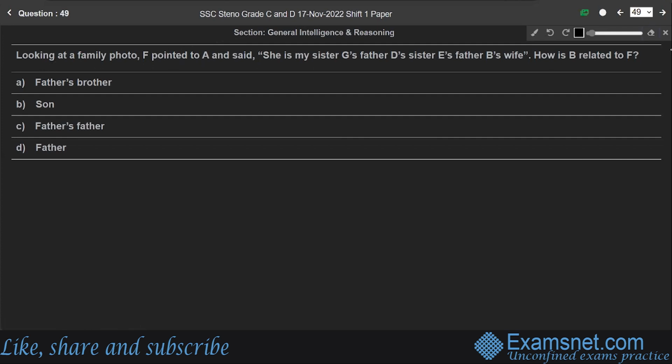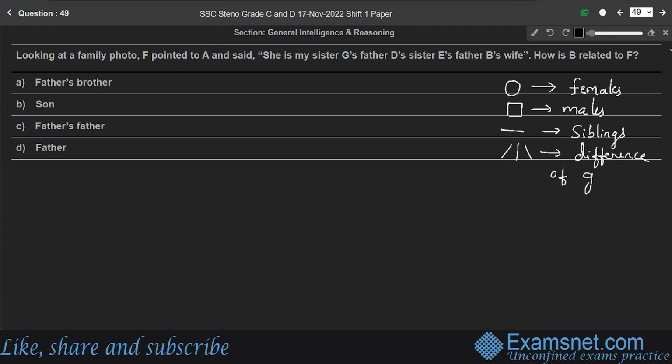To indicate these relationships, we are using some symbols: a circular symbol for all females, a square symbol for all males, a horizontal line for siblings, a vertical or slightly slanted line for difference of generations, and a double horizontal line for a married couple.